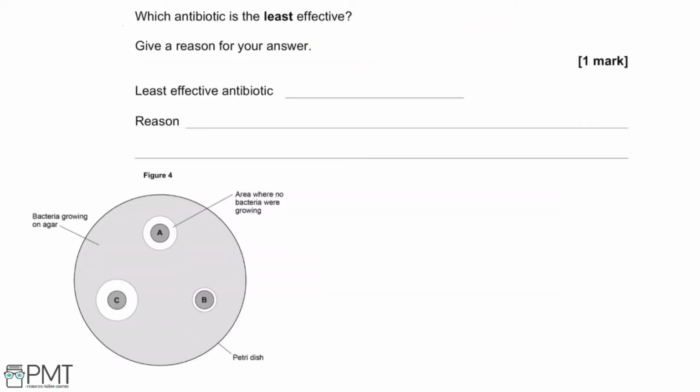Which antibiotic is the least effective? Give a reason for your answer, and this question is worth 1 mark. So to determine which is the least effective, we have to look at these white zones around each disc, and these zones are called the zones of inhibition. The larger the zone of inhibition, the more bacteria the antibiotic has killed, and therefore the more effective it is.